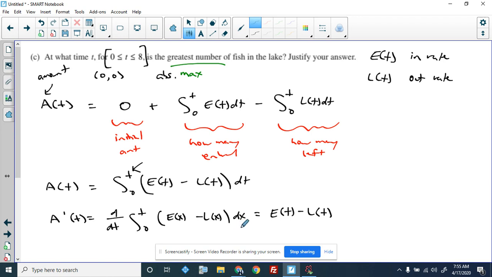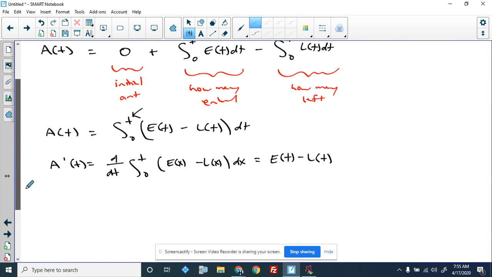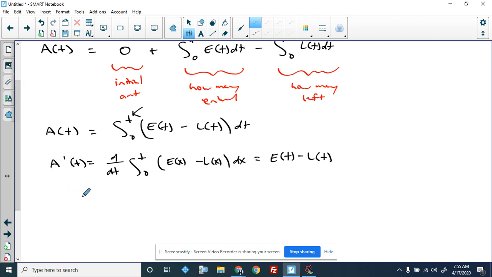So you're like, okay, I've got to get the critical point. So how do you get a critical point? You get a critical point by seeing where the derivative is 0 or undefined, in this case 0. So you'd set A prime of t equal to 0, and then I'll just write to find critical points. So that's basically setting E of t minus L of t equal to 0.